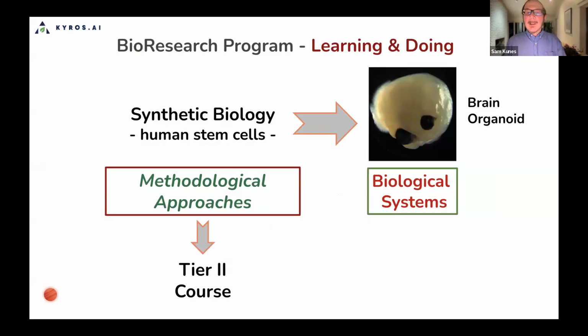And that's where we study how you go about using all of the technologies in order to study these things, these biological systems like brain organoids. So that's in the tier two course.